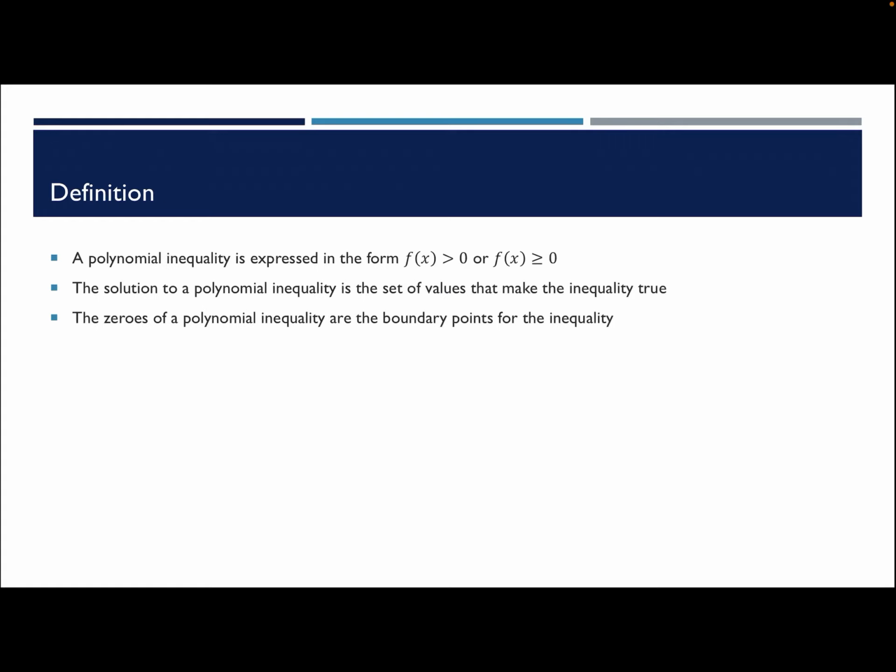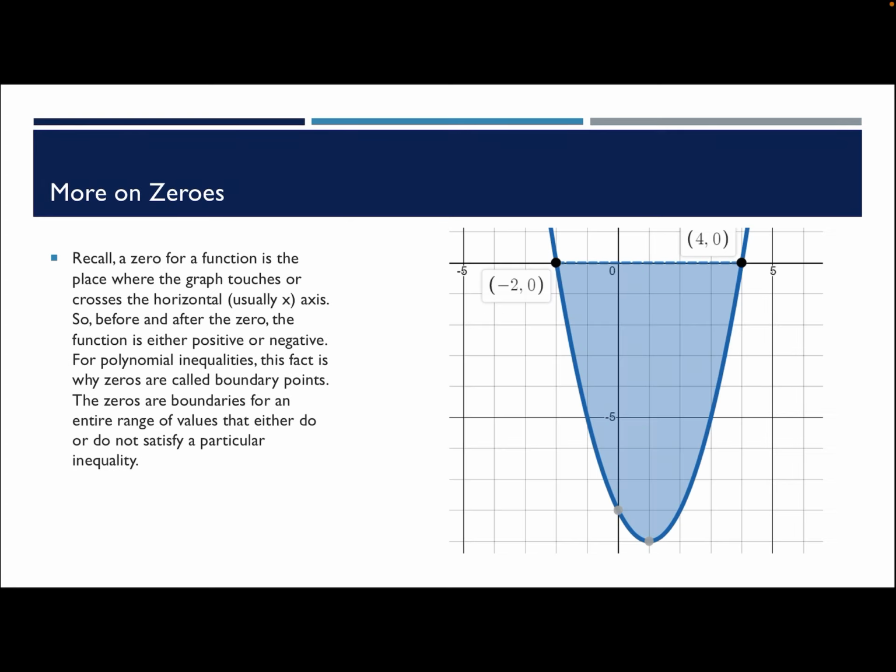So a polynomial inequality is expressed in the form f of x is greater than 0 or f of x is greater than or equal to 0. We can also have less than or equal to, but you just need 0 on one side of the inequality. The solution to a polynomial inequality is a set of values that make the inequality true, and that's going to be in interval notation where we use parentheses or brackets to express that. And on the next slide, we're going to talk about the zeros for an inequality.